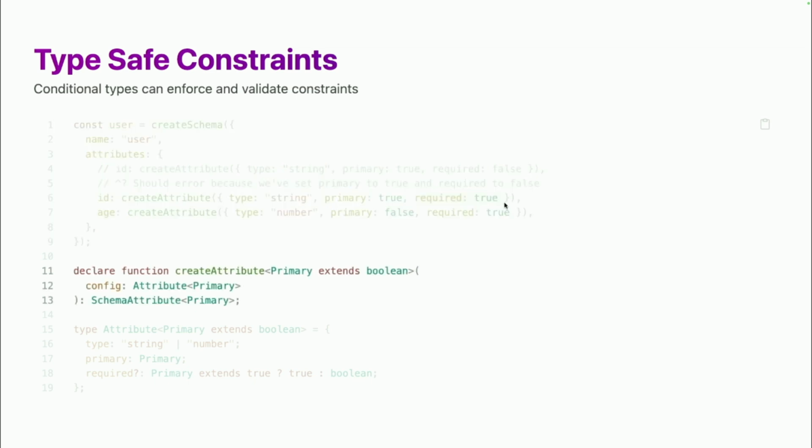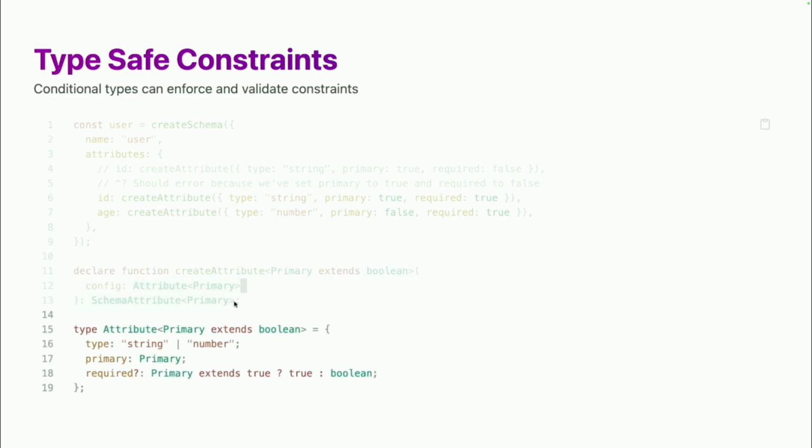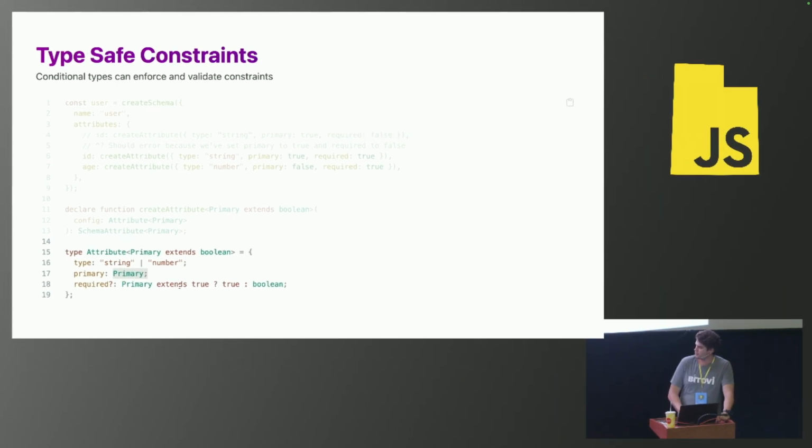And all that would look like is we have our create attribute function, a little bit of plumbing to get out of the way, that accepts primary as a type argument. It extends Boolean because it's either true or false. And we go ahead and pass that into our attribute config. Inside the attribute config, that primary type argument ends up on the primary key, and the required one can be derived with a conditional type dependent on primary. So if primary extends true, we are forcing it to be true, otherwise we don't really care if it's required or not, so we're going to return out Boolean. So kind of cool that we can enforce these constraints at a type level.